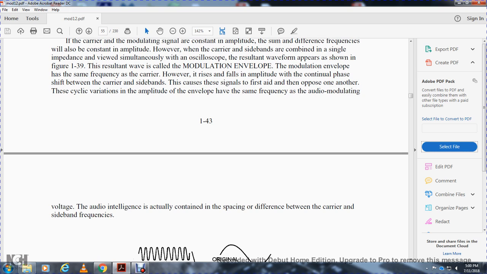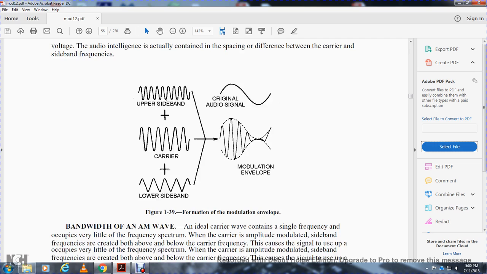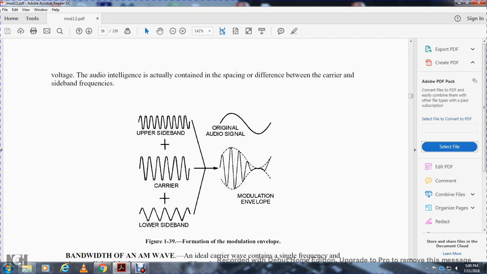The voltage of the audio intelligence is actually contained in the space differentiating between the carrier and sideband frequencies. Upper sideband, original carrier, lower sideband, original audio signal, modulated envelope. Figure 139 shows the formation of the modulation envelope.